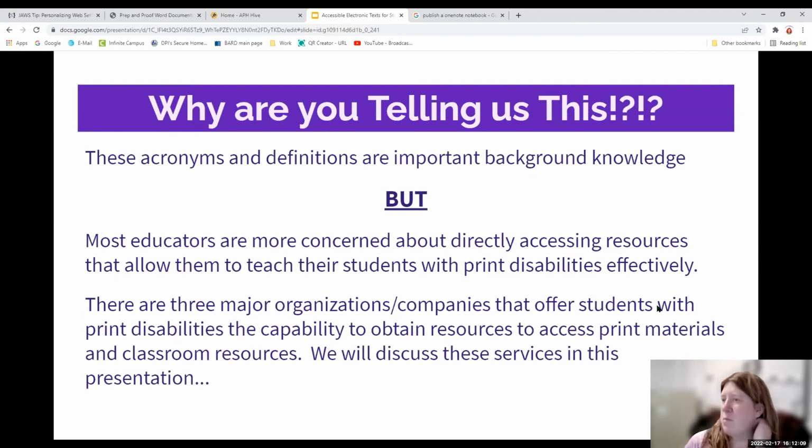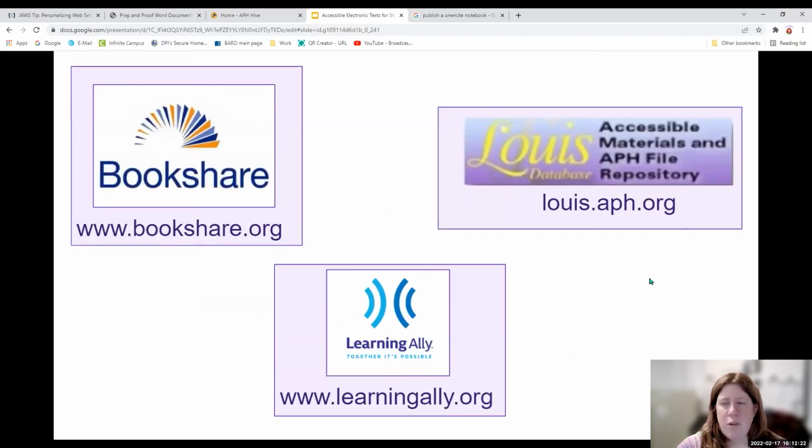Two of them you're probably more familiar with. The third one, maybe less so, just because it's very specific to the blind and visually impaired and tends to focus more on Braille and larger print. So the 3 that we're going to talk about are Bookshare, Learning Ally, and the American Printing House for the Blind's LUI database. By the way, the LUI database can be used by anybody. It's just not typically utilized by many folks.